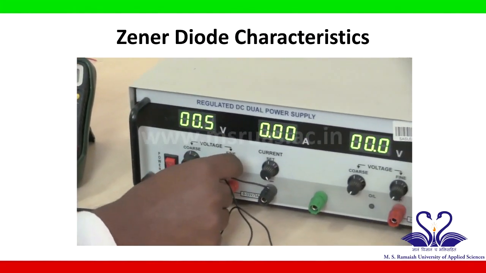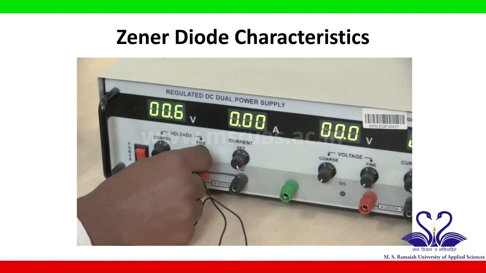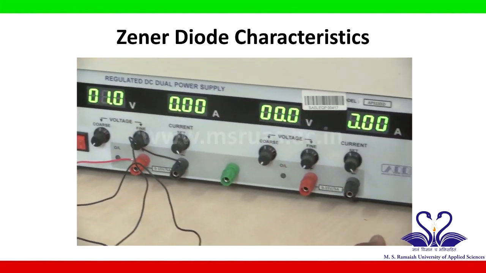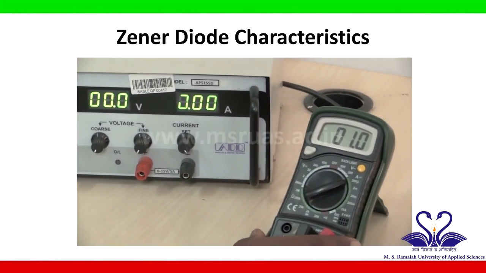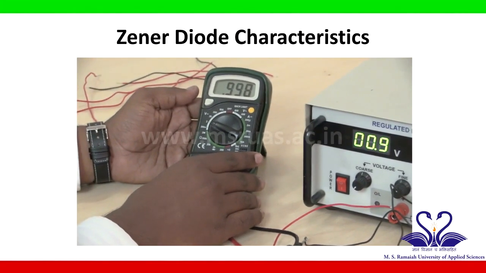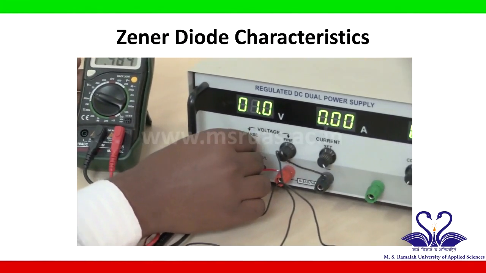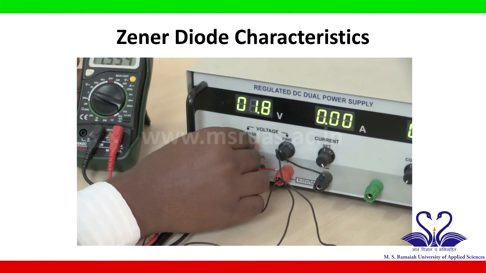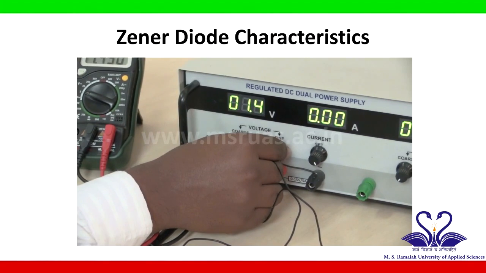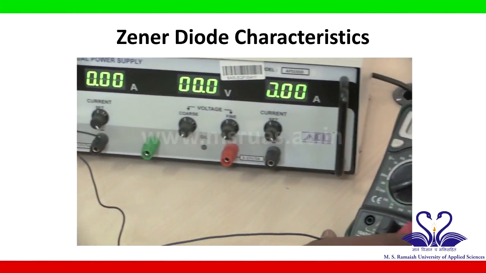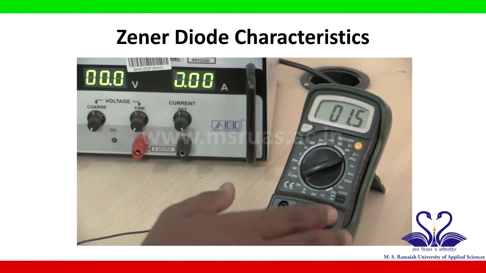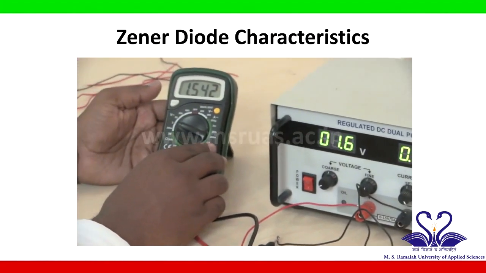Next, we will vary the input voltage, make it 1 volt, and the corresponding current is 1 microamp, and the corresponding voltage is 0.99 volts. And if I vary the input voltage to 1.5 volt, I am getting a current of 1.5 microamps and 1.542 volts.